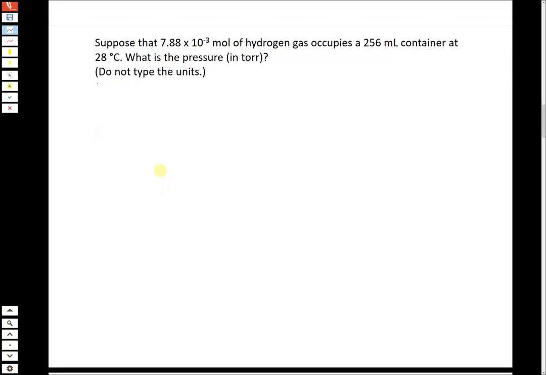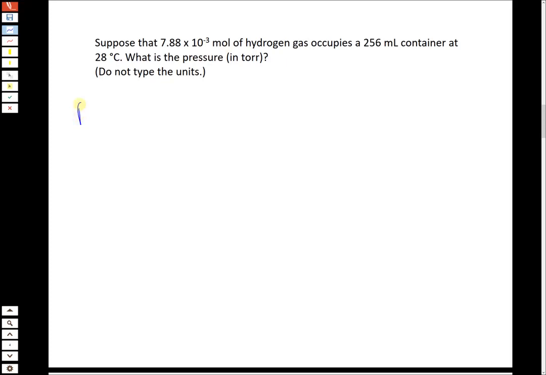So the first question here is, suppose that 7.88 times 10 to the minus third moles of hydrogen occupies a 256 milliliter container at 28 Celsius. What is the pressure in torr? So in this problem here, we don't have changing conditions. We don't have the volume or the pressure or the temperature or the number of moles changing. It's just one sample of gas.